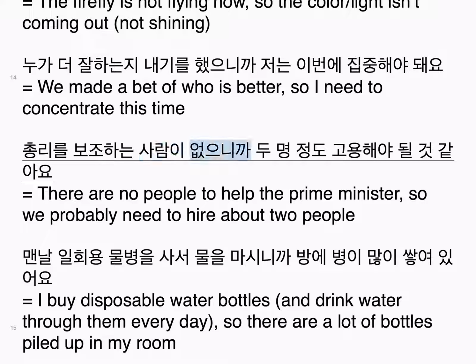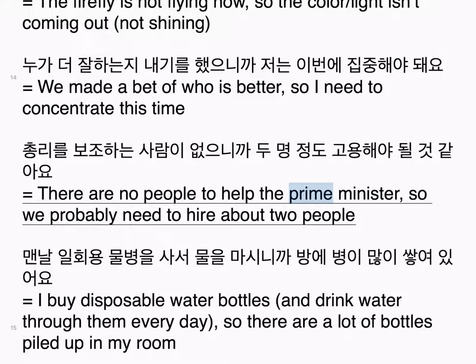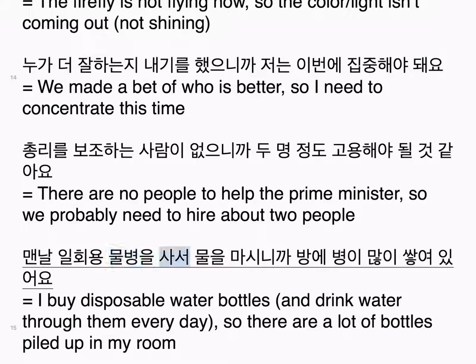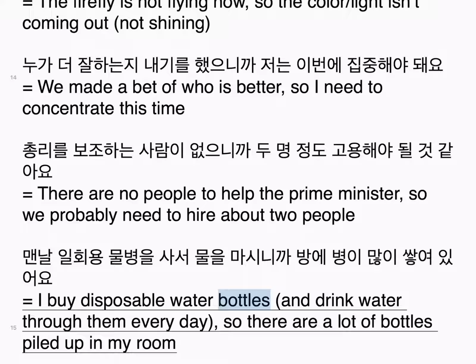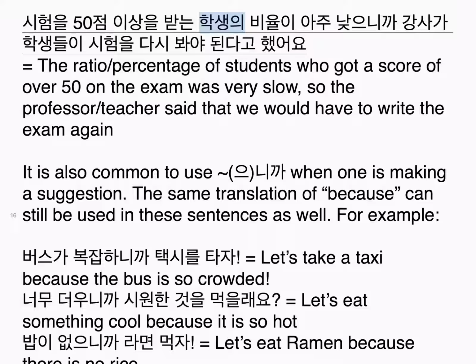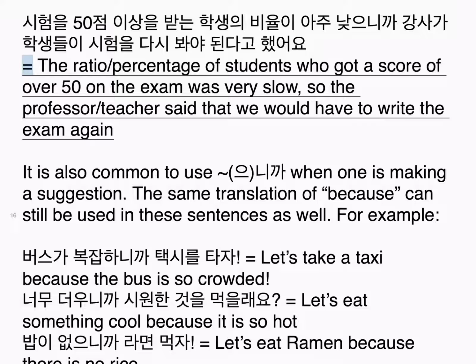총리를 보조하는 사람이 없으니까 2명 정도 고용해야 될 것 같아요. There are no people to help the prime minister, so we probably need to hire about 2 people. 맨날 일회용 물병을 사서 물을 마시니까 방에 병이 많이 쌓여 있어요. I buy disposable water bottles, and drink water through them every day, so there are a lot of bottles piled up in my room. 시험을 50점 이상을 받는 학생의 비율이 아주 낮으니까 강사가 학생들이 시험을 다시 봐야 된다고 했어요. The ratio percentage of students who got a score of over 50 on the exam was very slow, so the professor-teacher said that we would have to write the exam again.